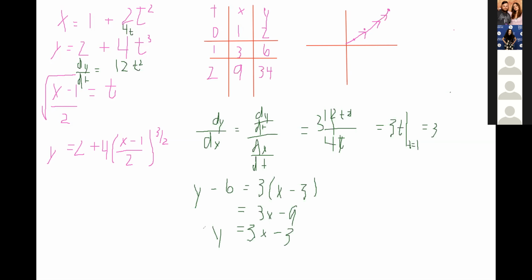Dr. Birkins, can we leave it in point slope? You mean leave it as y minus 6 equals 3 times x minus 3? Yeah. Or do you want it in y equals mx plus b? I said if you want to be lazy and lose a point, sure. Alright.